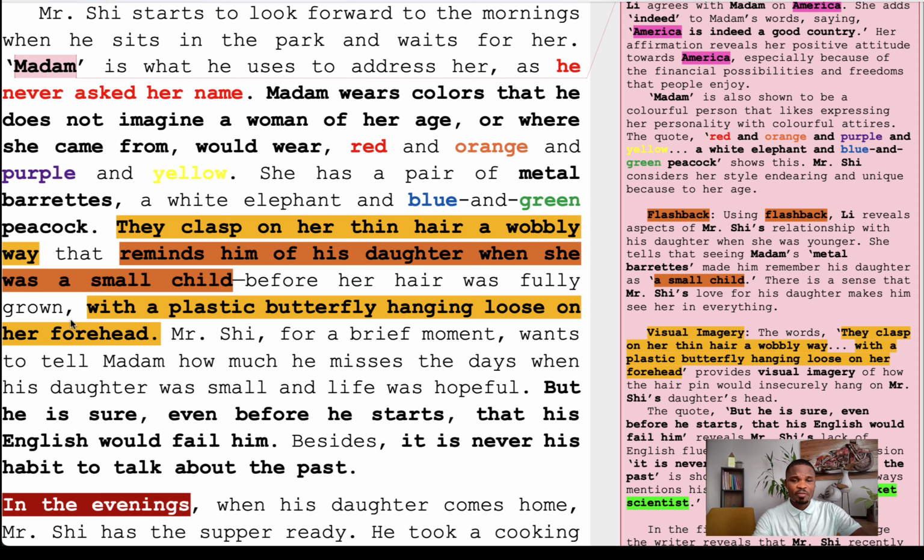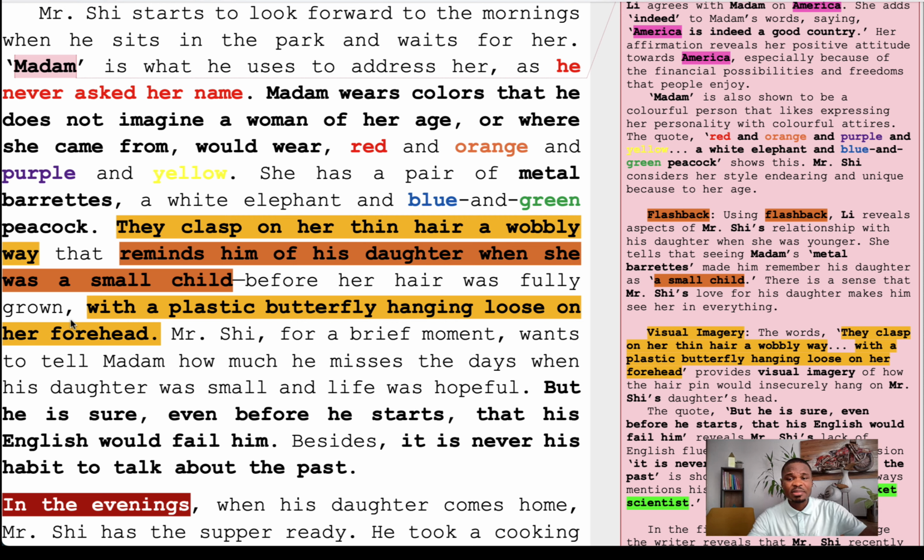Now, one of the things that we see as well, even though Mr. Chi is looking at Madame, he begins to remember his daughter. Lee uses flashback to remember his daughter when she was younger, in fact, when she was a small child. So, using flashback, Lee reveals aspects of Mr. Chi's relationship with his daughter when she was younger. Remember, he's looking at Madame in colorful attire, and then suddenly he begins to remember his daughter when she was younger. Lee tells us that seeing Madame's metal barrettes made him remember his daughter as a small child.